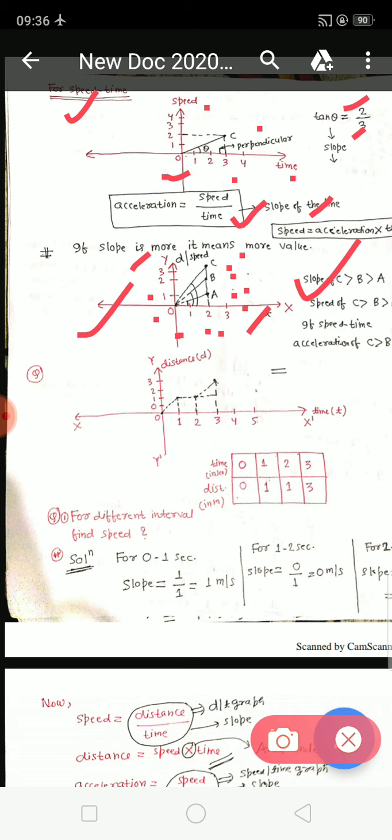It means that if it is a distance time graph, then the slope will give you the speed, and as the slope of C is more than B is more than A, it means that the speed of C is more than B is more than A. Simply, if it is a speed time graph, then the slope of the speed time graph will give you the acceleration. So here, as the slope of C is more than B is more than A, it means that the acceleration of C is more than B is more than A.